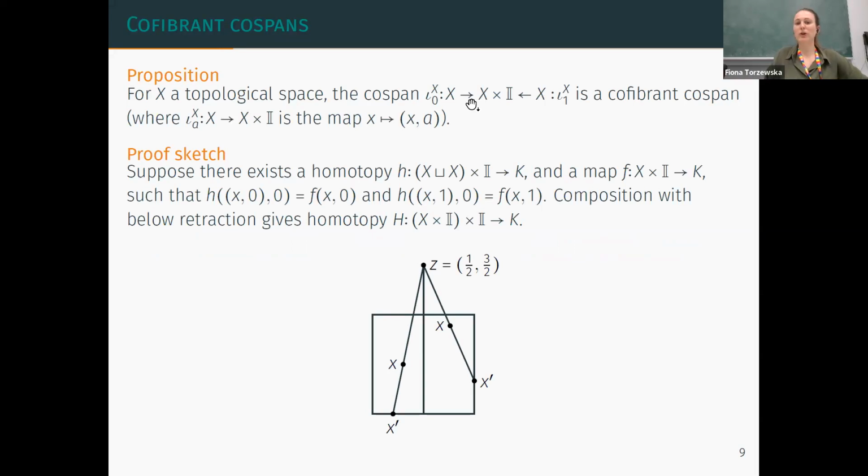That is a cofibrant cospan. So if we take two copies of X and then as our middle space, X cross the unit interval, and we include X at X cross 0 and X at X cross 1, then this really does give a cofibrant cospan.